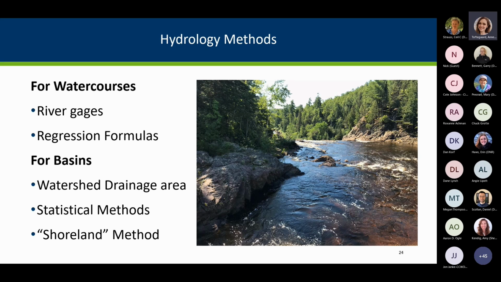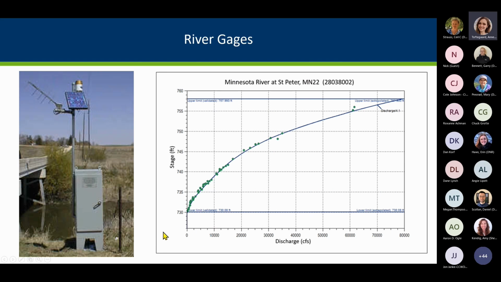How do we estimate and predict or create these hydrographs using hydrology methods? There's some different methods that we use in rivers and water courses. We usually do statistics on river gauge data, and that's kind of the most accurate way to predict flows. We also do regression formulas in ungauged streams, and that's usually done in StreamStats. For lakes, we can do different methods such as the Watershed-Drainage Area method, statistical methods, or the Shoreland method, and we'll talk about all of these later in the presentation.